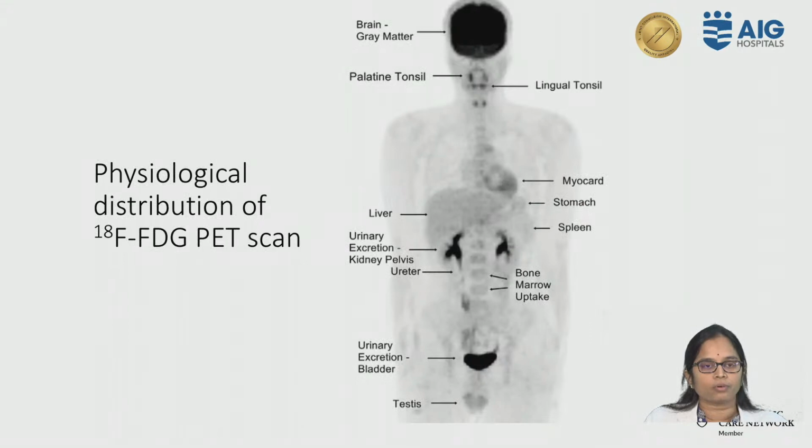In the case of fluorodeoxyglucose, as we all know, the brain utilizes glucose metabolism. So there is an intense uptake in the brain, so it has very little sensitivity to pick up brain lesions. So FDG is not routinely used to pick up brain mets.